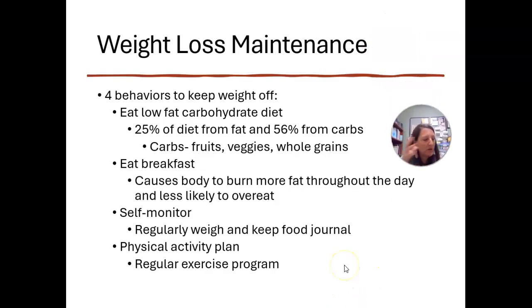So to kind of sum it up here for weight loss maintenance, you've done all these things, or your patient has done all these things, right, to lose the weight. And so now how do you keep the weight off? And so there's 4 behaviors that help individuals to sustain weight loss. So first off, eat a low-fat carbohydrate diet. I know that low carb is kind of the thing, but it's been shown that a low-fat carbohydrate diet, 25% of your diet from fats and 56% of your diet from carbs seems to work.